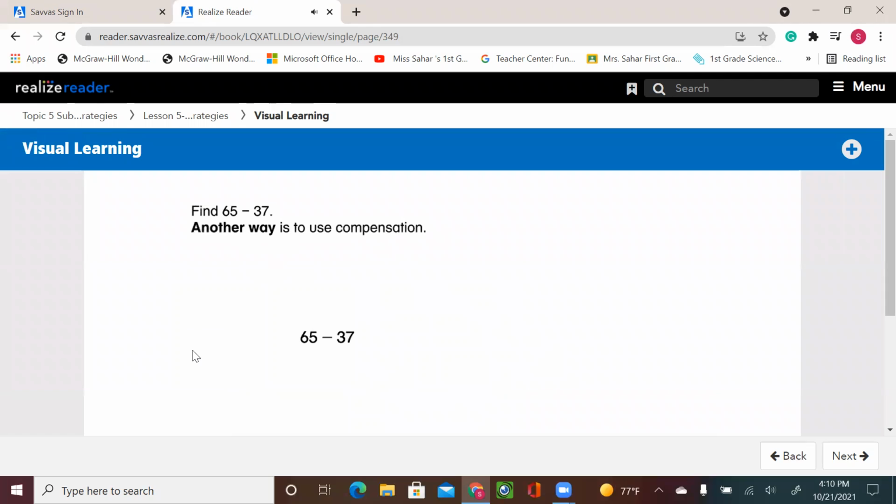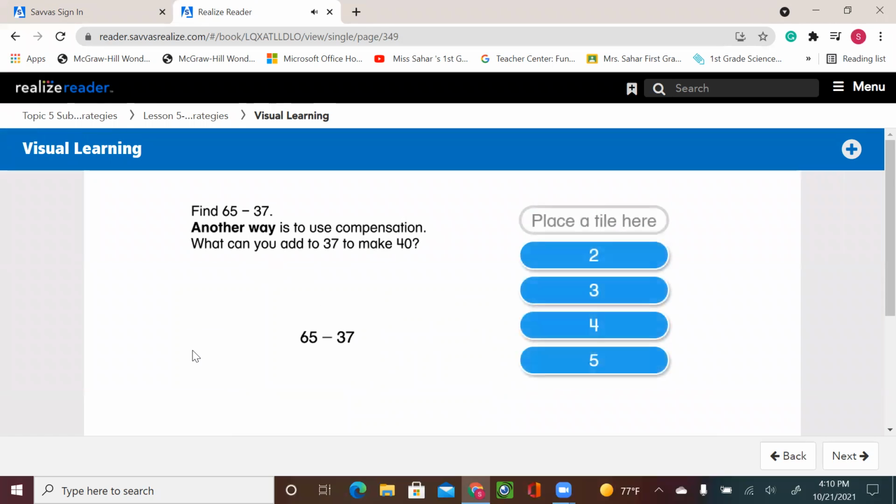Another way is to use compensation. What can you add to 37 to make 40? Select your answer.